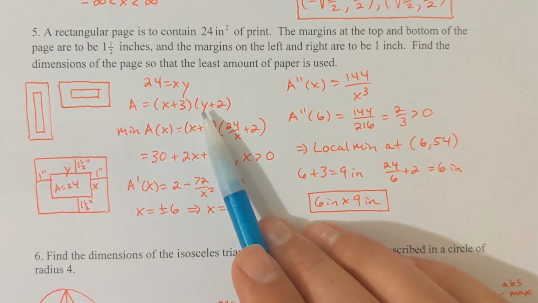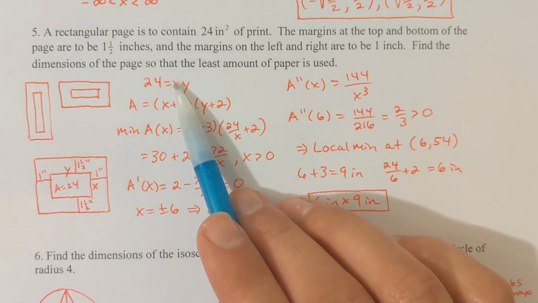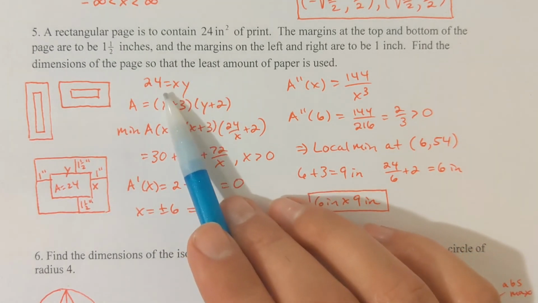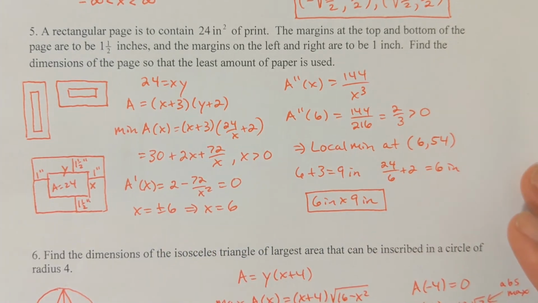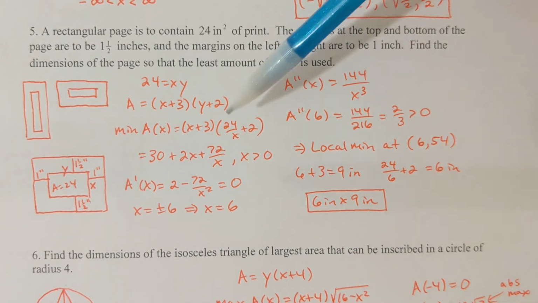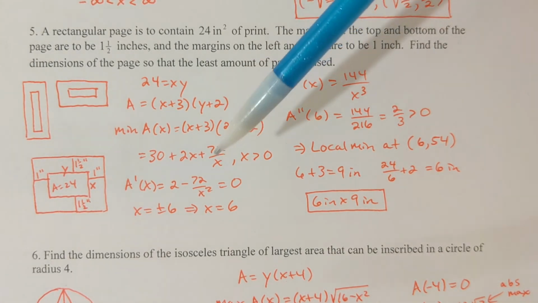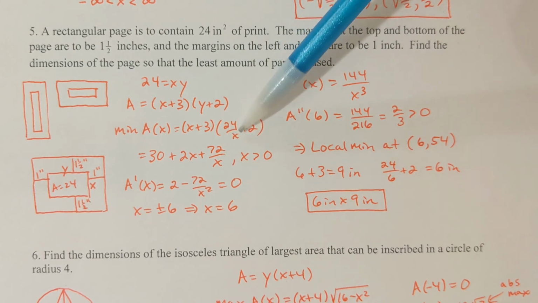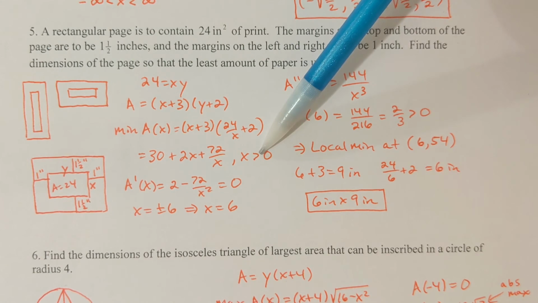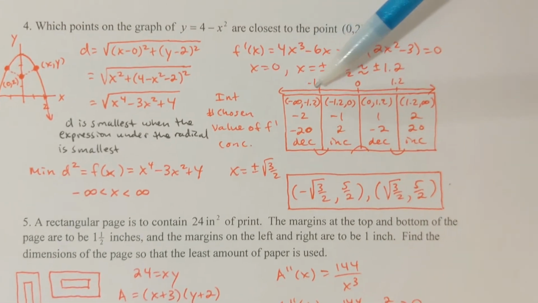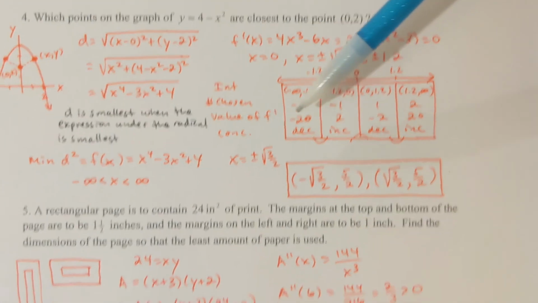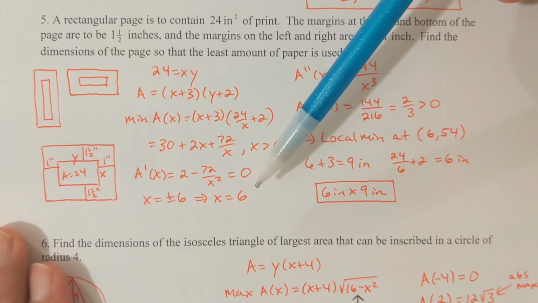So where I see y, let me also rewrite that in terms of x. That'd be 24 over x, and I'd like to minimize A of x now. What do we know about x? Well, x can't be negative, right? x also can't be 0, because I can't divide by 0. So really all I know about x is that x is positive. The fact that I don't have a closed interval means that I'm going to have to use either the first derivative test or the second derivative test.